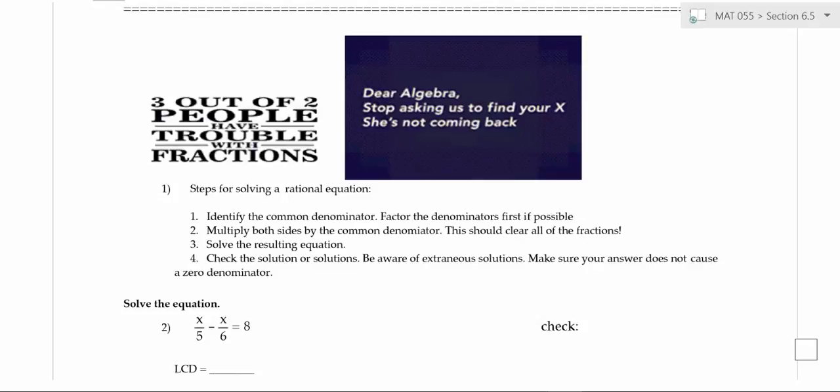That's a good one. I like that. Dear Algebra, stop asking us to find x. She's not coming back. 3 out of 2 people have trouble with fractions. You get that? Should be 2 out of 3 people, right? Okay, I've seen t-shirts. I like the one about the x, though. I think that one's actually funny.